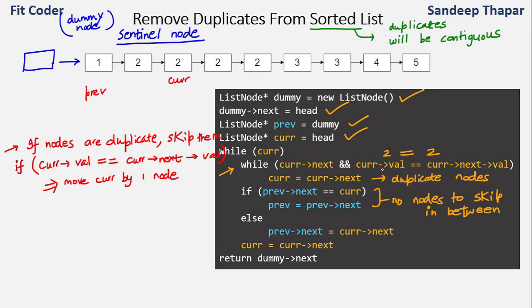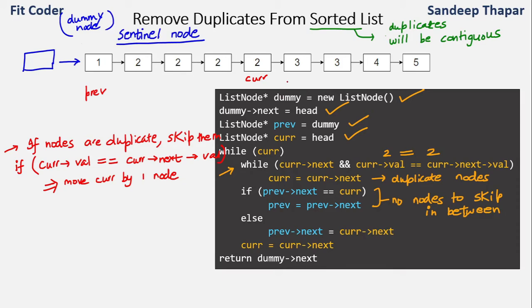Now again in this while loop, we'll check if current val is equal to current next val. These two nodes are again equal. So we'll move current by one node. Again we'll check if current val is equal to current next val. So these are equal. We'll again move current by one node. So this while loop is to skip all the duplicate nodes.